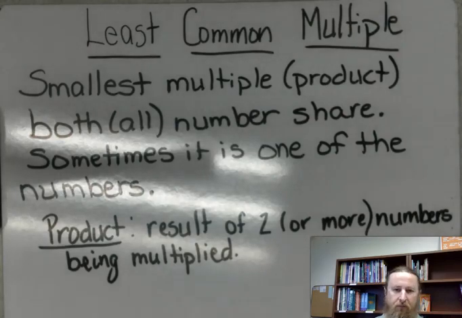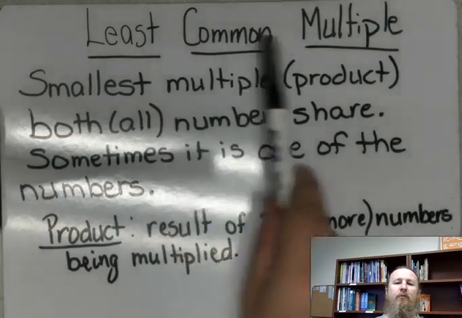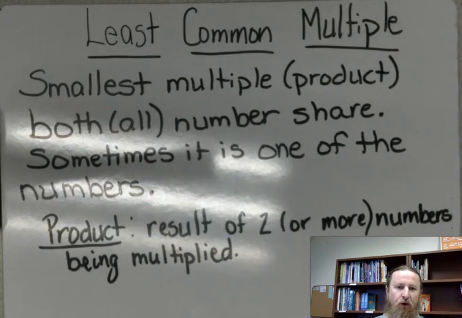So let's go over a couple of definitions. The least common multiple is the smallest multiple or product of both or all, since we can multiply more than two numbers, share. Sometimes it is one of the numbers, but not always. So this is why we list them out. And as we recall, a product is the result of two or more numbers being multiplied.